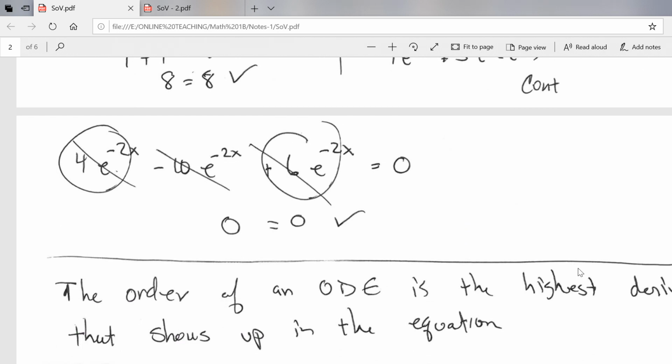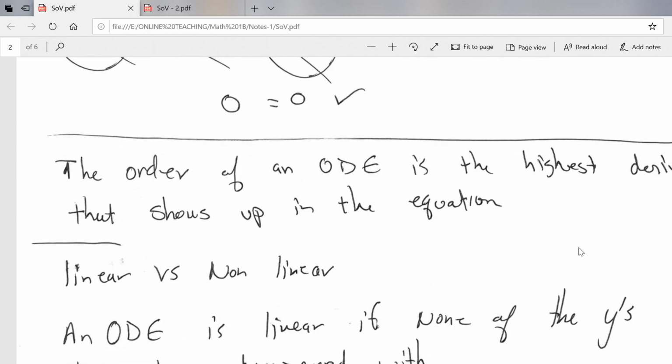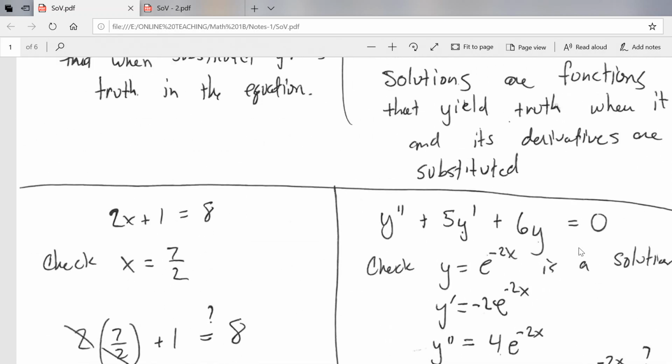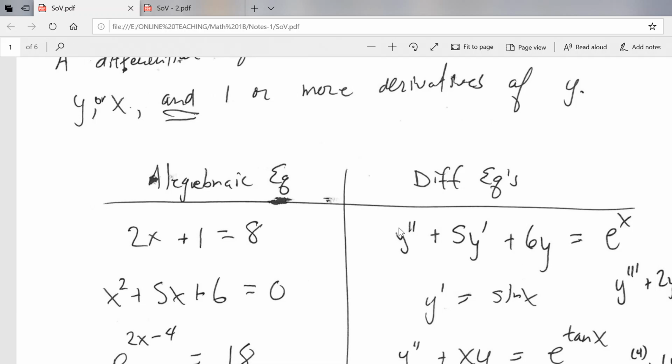Couple important things to know. The order of a differential equation is just the highest derivative that shows up in that equation. And so, back to this. The highest derivative that shows up in here is the second derivative. So I would call this a second order differential equation. This, the highest derivative, is the first derivative. That's a first order differential equation. Here, second derivative, and so that's a second order differential equation.